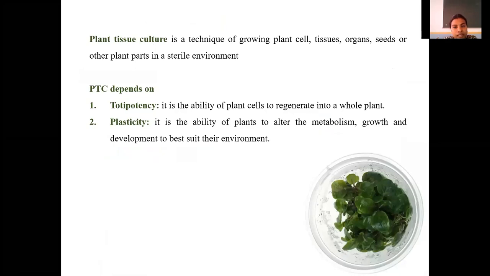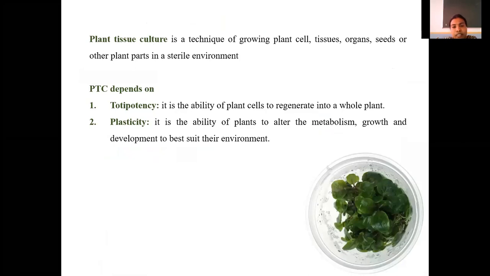So plant tissue culture is a technique of growing plant cells, individual cell or group of any kind of tissues, or complete organs or seed, non-viable seed, or any other plant parts other than what I mentioned. So this we call as plant tissue culture technique. Plant tissue culture technique mainly depends on two major things.